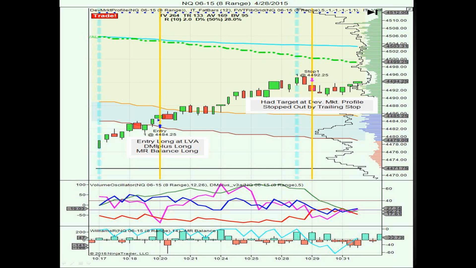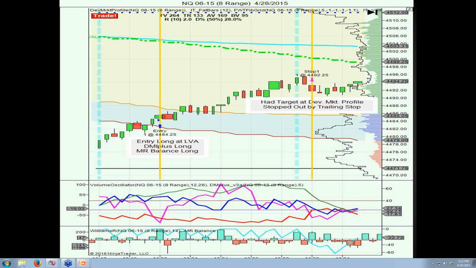Okay, this was two days ago, again on the NQ. One contract, I got long at the lower value area, where if you go down below to the same two indicators, they were showing to go long. And then I had my target set at the green dashed line, which is the developing market profile. But I also had a trailing stop in, and that stopped me out a little bit earlier. That's why I was out where I was, because of the trailing stop.